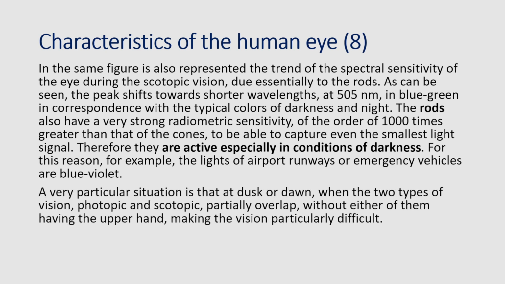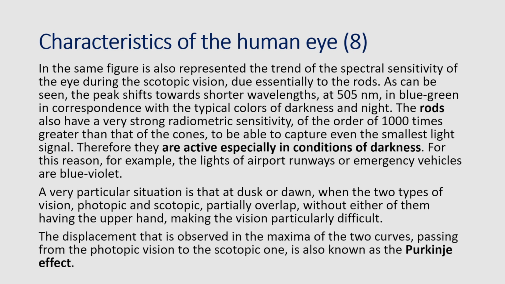A very particular situation is that at dusk or dawn, when the two types of vision, photopic and scotopic, partially overlap, without either of them having the upper hand, making the vision particularly difficult. The displacement that is observed in the maxima of the two curves, passing from the photopic vision to the scotopic one, is also known as the Purkinje effect.